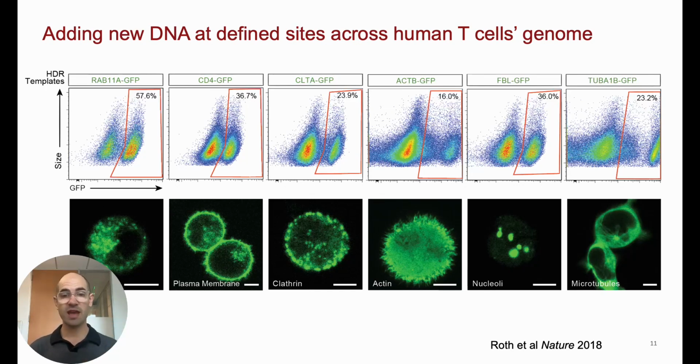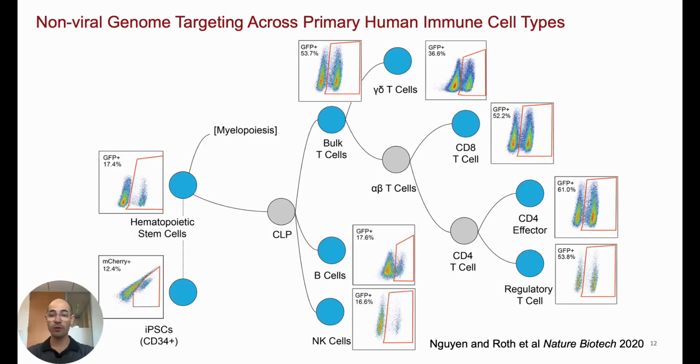But here's showing live cell GFP fusion tagging of a whole bunch of different hallmark cytoskeletal or housekeeping elements. These are confocal images of live primary human T cells that now have GFP fused to a bunch of different nice looking but hallmark cytoskeletal genes. But just to show you can go rapidly across the genome and integrate new sequence wherever you want.